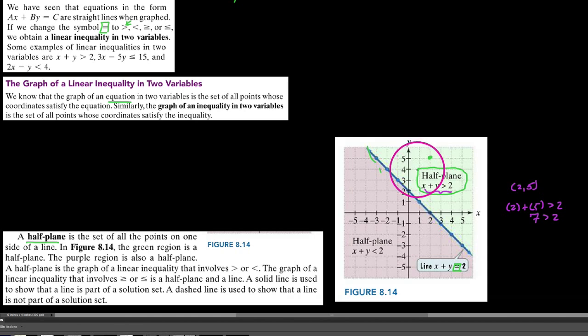So we would shade this way to shade all the solutions to x plus y is greater than 2. But if x plus y is less than 2, we're referring to all of the points that lie in this little purple region down here.